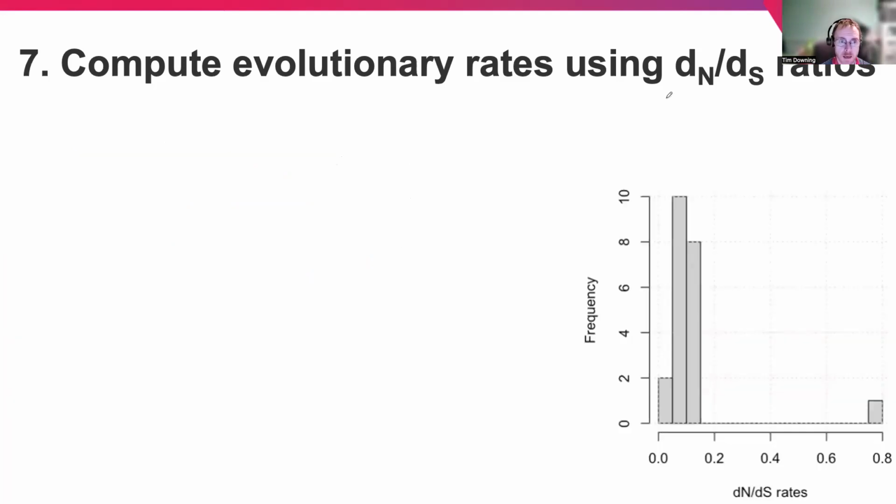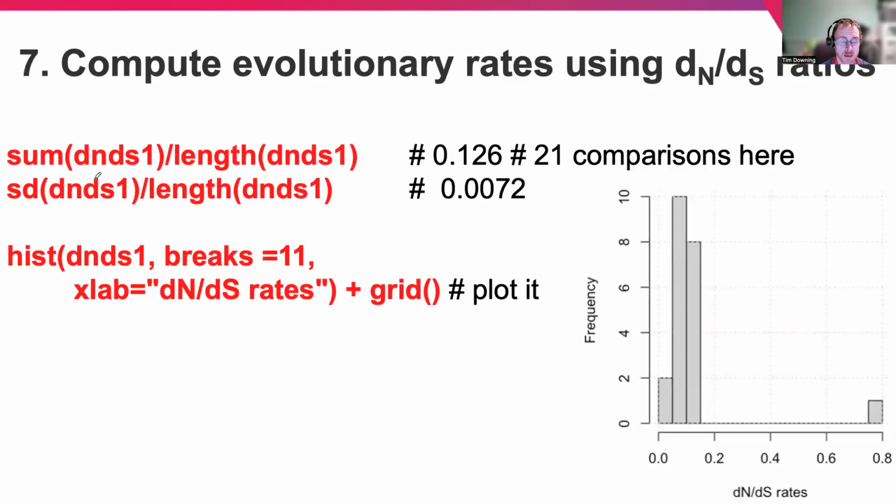What we can do then is take the sum of the NDS values and divide it by the number of entries that are present. And we can also do that to get the standard deviation as well. And what we get then is a dN/dS ratio average of 1.126, indicating that there's purifying selection, as we'd expect.